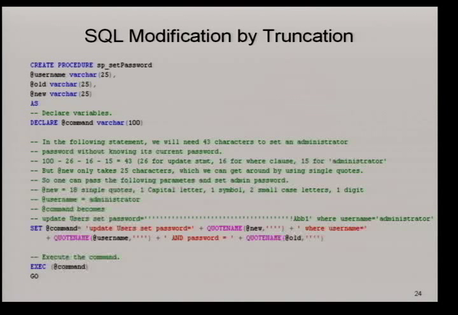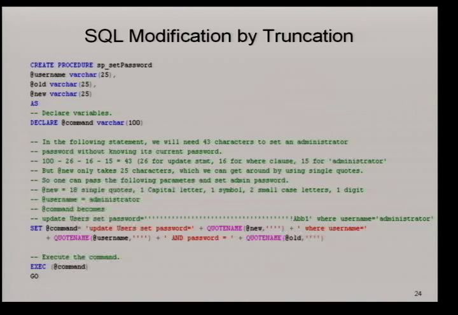In this example, if I want to truncate the command somewhere, I would truncate right after where username equals to some username. That way, I can set the password of any user without knowing his current password. If you count the number of characters consumed by update users set password equals to, that expression consumes 26 characters, and space where username equals to consumes 16 characters.